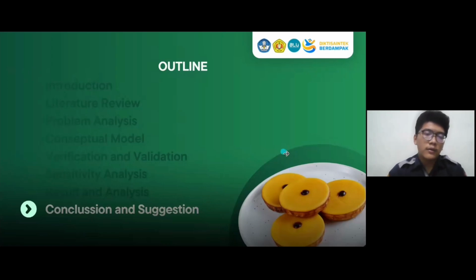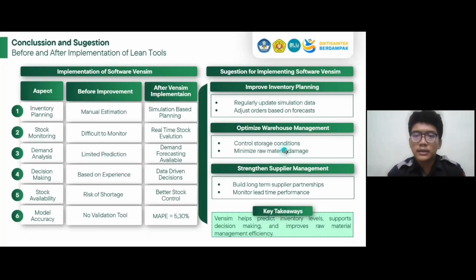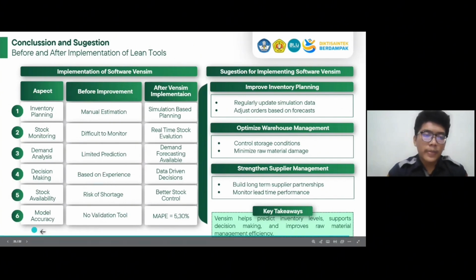Now, let's talk about conclusion and suggestion. Implementation of VENSIM software, before improvement and after VENSIM implementation. Inventory planning: manual estimation, then simulation-based planning. Stock monitoring: difficult to monitor real-time stock, then stock evaluation. Demand analysis: limited prediction, then demand forecasting available. Decision-making: based on experience, then data-driven decisions. Stock availability: risk of shortage, then better stock control. Model accuracy: no validation tool, then MAPE 5.30%.